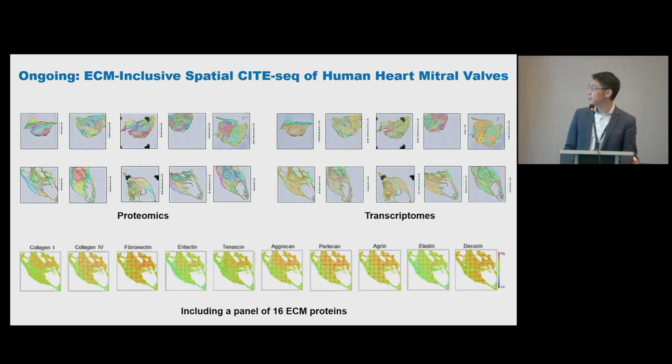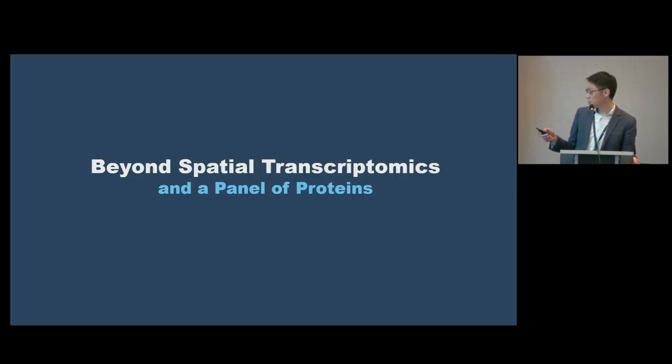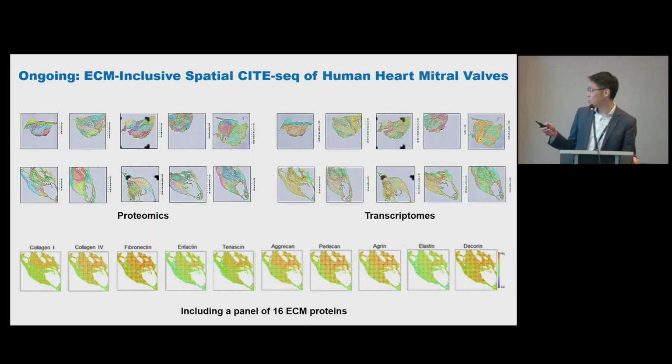So in this spatial protein-transcriptome co-profiling, we also include a panel of 16 ECM molecule-specific DNA antibody conjugates to simultaneously map not just the whole transcriptome and around 300 proteins, but also a panel of 16 extracellular matrix proteins. Now you can really see where they are, at subcellular or single-cell resolution, and you can definitely recognize the different regions and where the different ECM molecules are localizing.